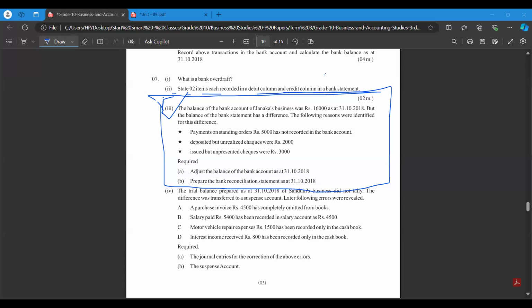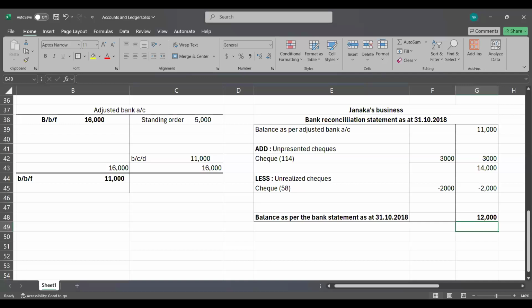All right, so here we go with the answers. You start off with 16,000, which is a favorable balance on your debit side. The standing order payment is written on your credit side because it is a credit transaction, because when you make the payment, the money in your bank account will reduce. So you start balancing this off and you get 11,000. How you get 11,000 is 16,000 subtract 5,000. And this 11,000 will be written as the balance as per the adjusted bank account over here.